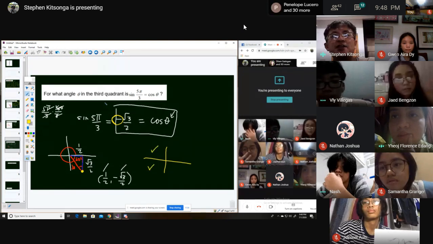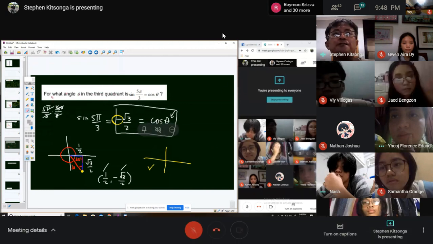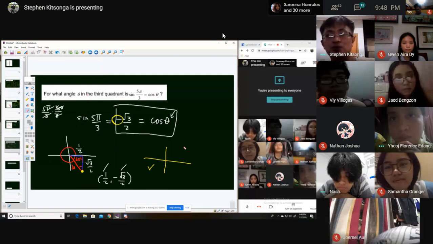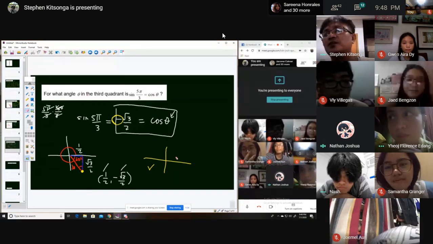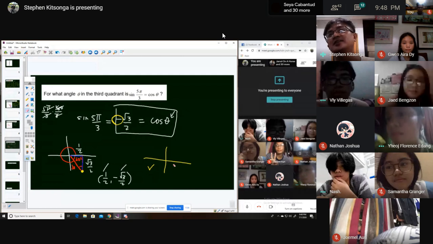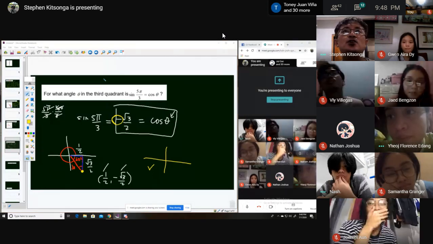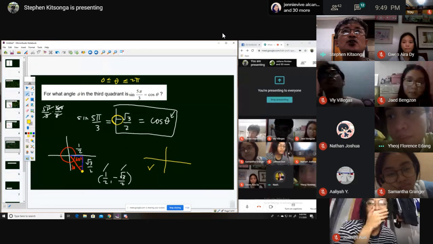But specifically, the question asked for the third, so you go to the third quadrant. You have to follow that. If there is no such instruction, for what angle, how many answers would you give? Infinitely many. Unless the instruction given is for what angle theta, and then you are given a limit, from 0 to 360 degrees, or 0 to 2 pi. You get that point, guys? That's the usual mistake, not following the conditions and restrictions.